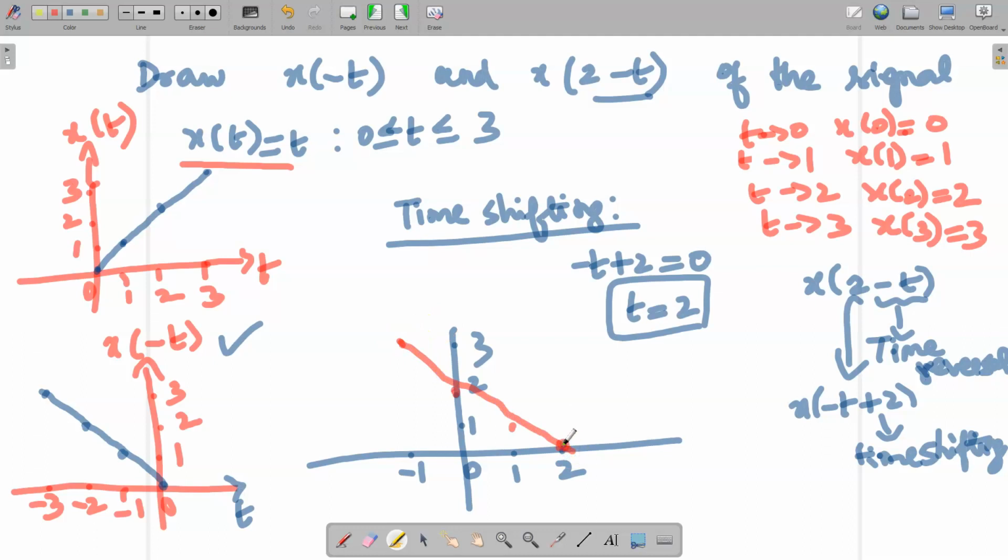So, just join all the dots. Okay. So, this is x of 2 minus t. So, we need to perform the reversal operation followed by time shifting.